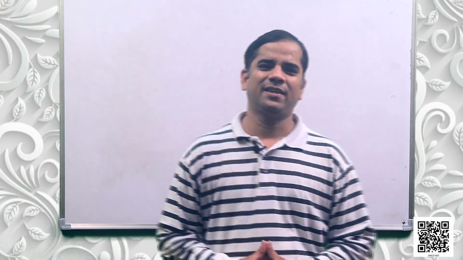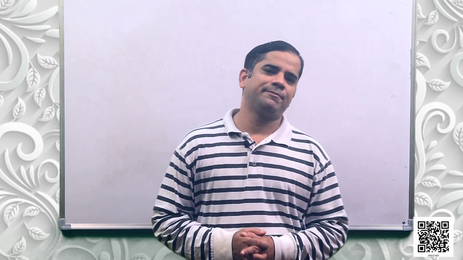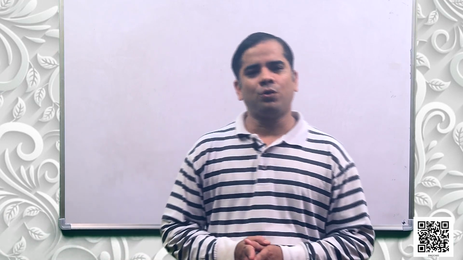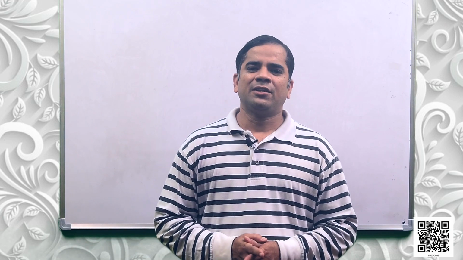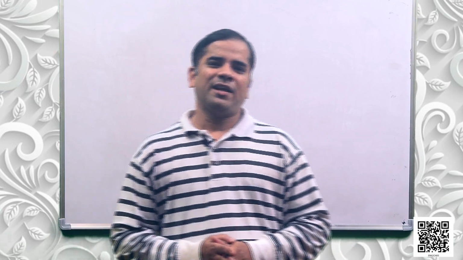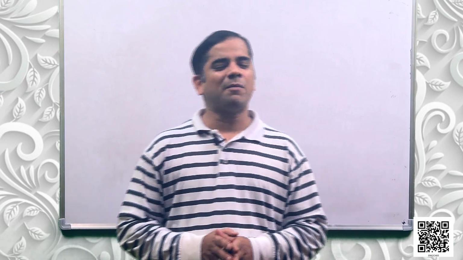Students, let us discuss question number 2. It says, does Euclid's fifth postulate imply the existence of parallel lines? Explain. So, let us discuss. What we come to know from Euclid's fifth postulate is that two lines, when intersected by another line, will meet at a certain point on the side in which the sum of the internal angles is less than 180 degrees.